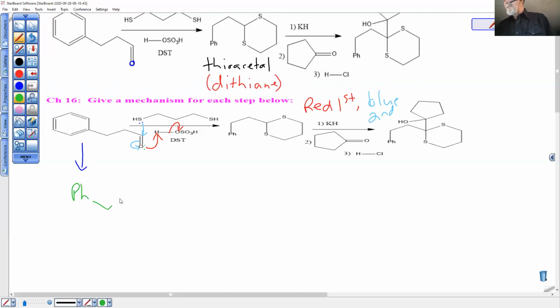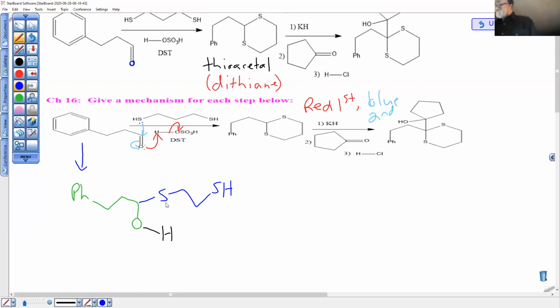Phenyl, CH2, carbonyl has an O that now has a new H. It also has a new sulfur that will be neutralized in a third step. Yeah, the sulfur that I drew here, I'm going to draw it for like a second. I'm going to have H plus right there. But the next step is to neutralize that.